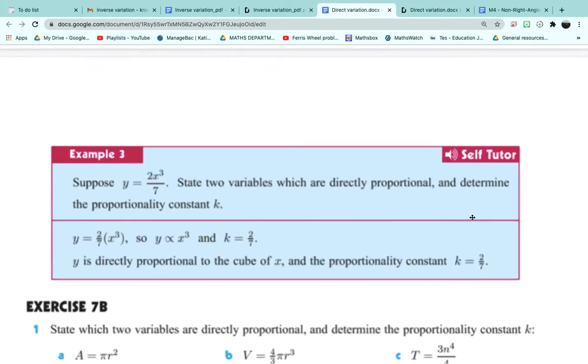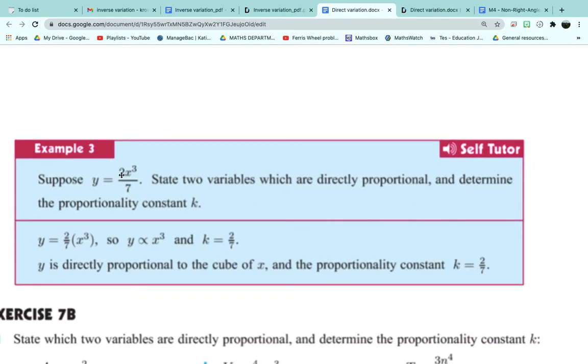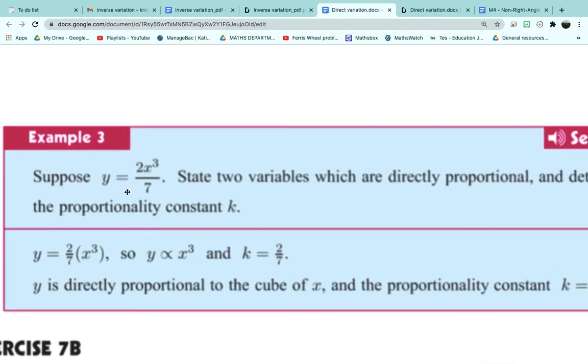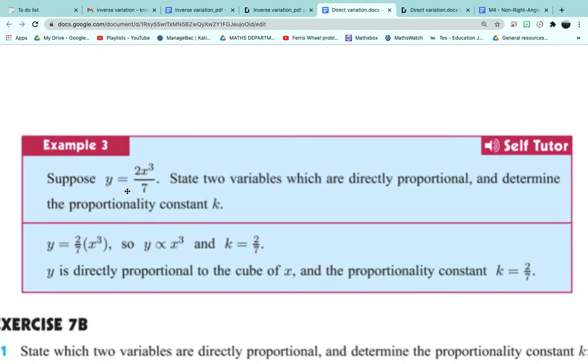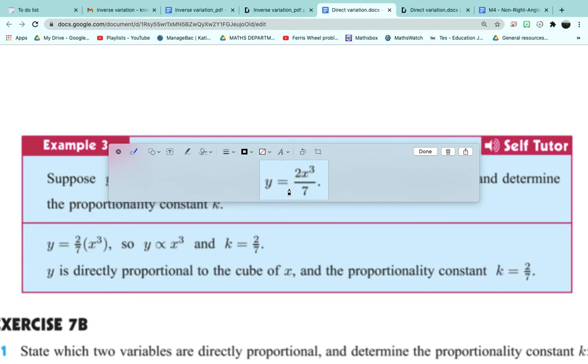Let's have a look at this example. Suppose this relationship, y equals 2x cubed over 7. First of all, state the two variables which are directly proportional and determine the proportionality constant k. This is a really easy example. What you have to do is study these numbers and letters and just see what are the only two letters given here. Well, it's clearly going to be y and x cubed.